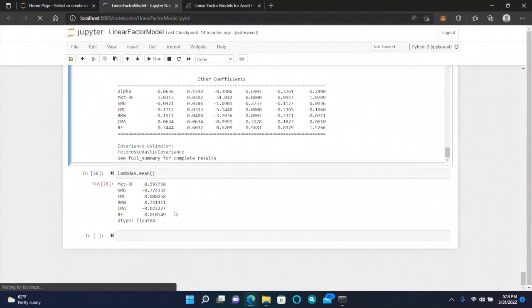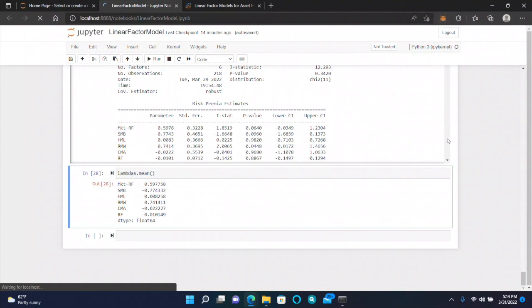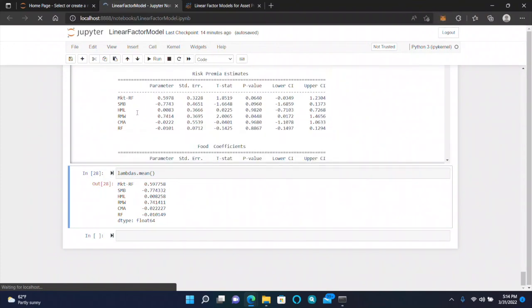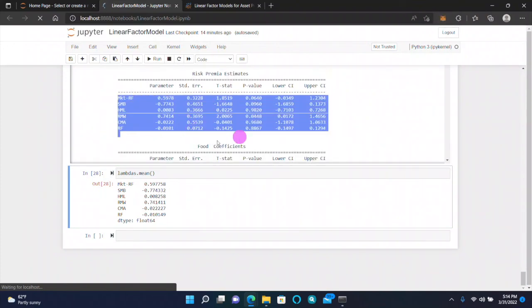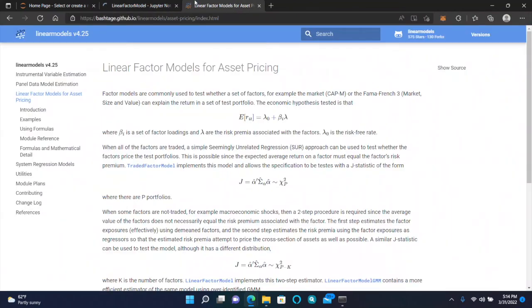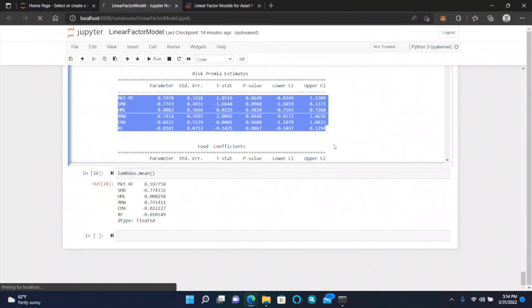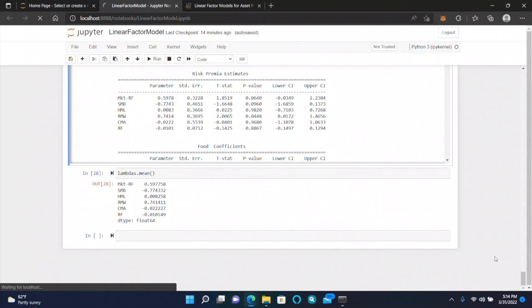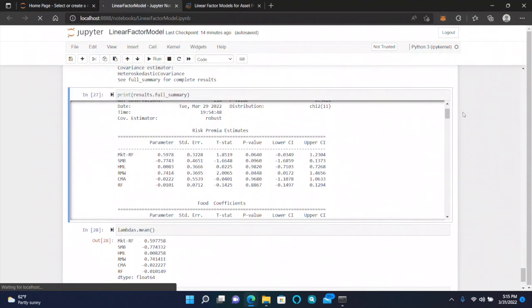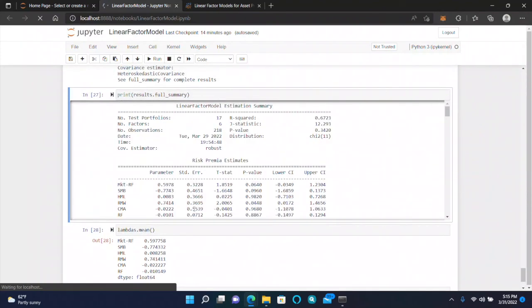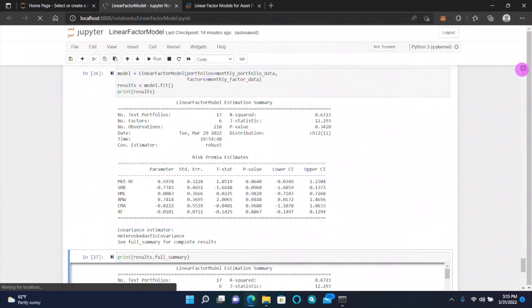And then down here I just printed off the mean lambdas so you can see that they are the same thing that you're given by this full summary from the linear models. Super easy way of doing it. And that's how you do Fama-Macbeth regression in Python. We did it both ourselves and using the linear factor model function from the linear models library.